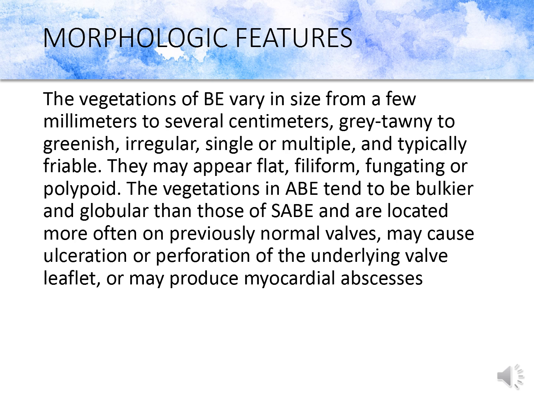The vegetations in acute bacterial endocarditis tend to be bulkier and globular than those in the subacute kind of disease, and are located more often in previously normal valves. They may cause ulceration or perforation of the underlying valve leaflets, or may produce myocardial abscesses. Please remember, this is the main difference in morphology from endocarditis in case of rheumatic heart disease.